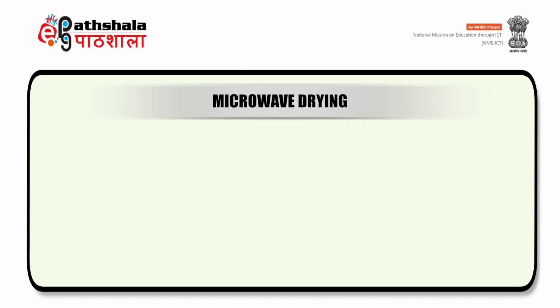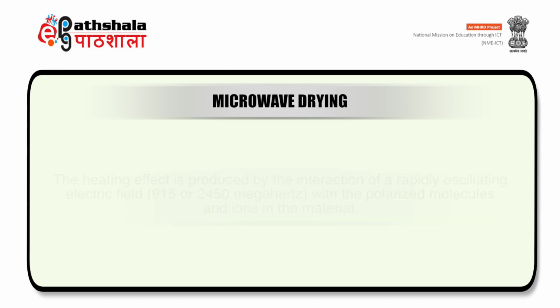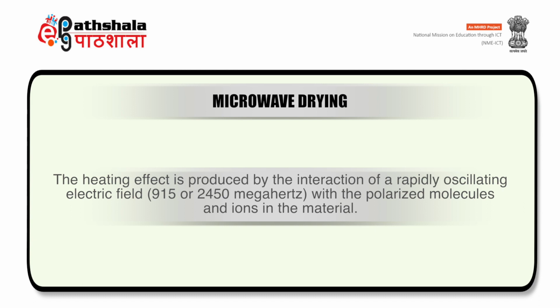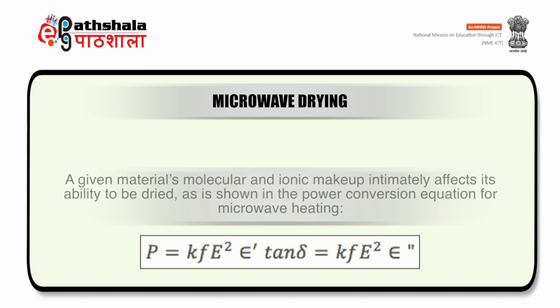Lastly, we will discuss microwave drying, which is the most common method used for drying. Energy in the form of microwave is converted into internal heat. The heating effect is produced by the interaction of a rapidly oscillating electric field with the polarized molecules and the ions in the material. The interaction of the alternating field with the ions causes a billiard ball like collision with unionized molecules and the impact energy is converted into heat. A given material's molecular and ionic makeup intimately affects its ability to be dried, as is shown in the power conversion equation for microwave heating.